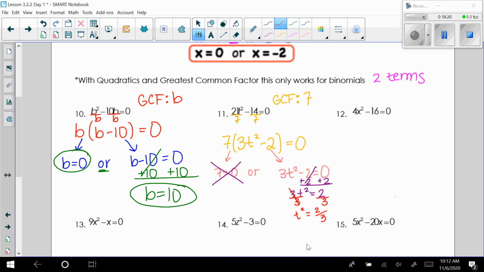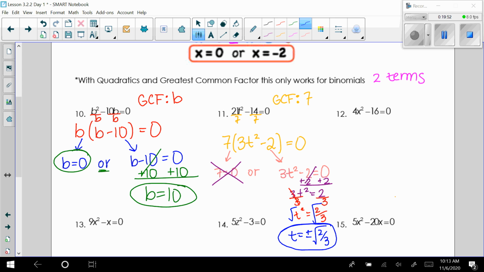All right. And then our final step to get rid of squaring something, we would square root it. So I'm going to square root, and as we talked about, you need to remember that plus or minus. So plus or minus the square root of 2/3. It's not a pretty answer. You can't break it down, so that would be your final answer. T equals plus or minus the square root of 2/3.